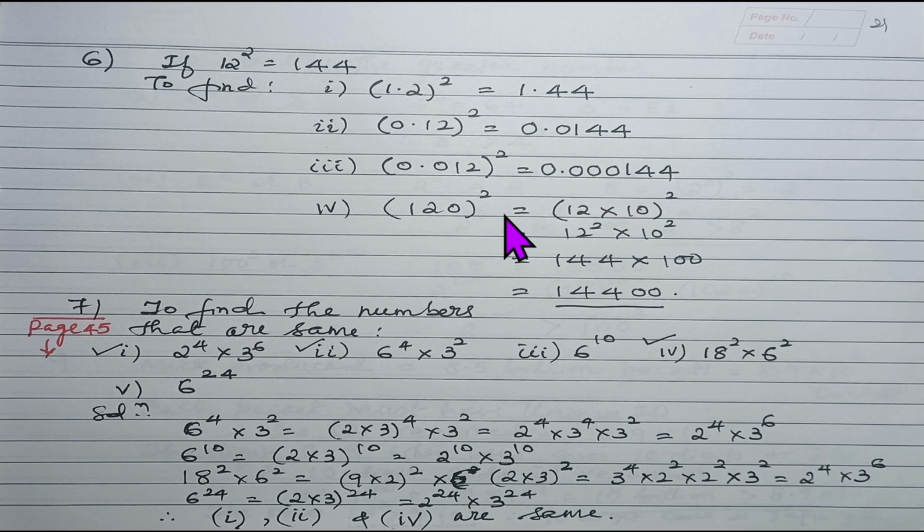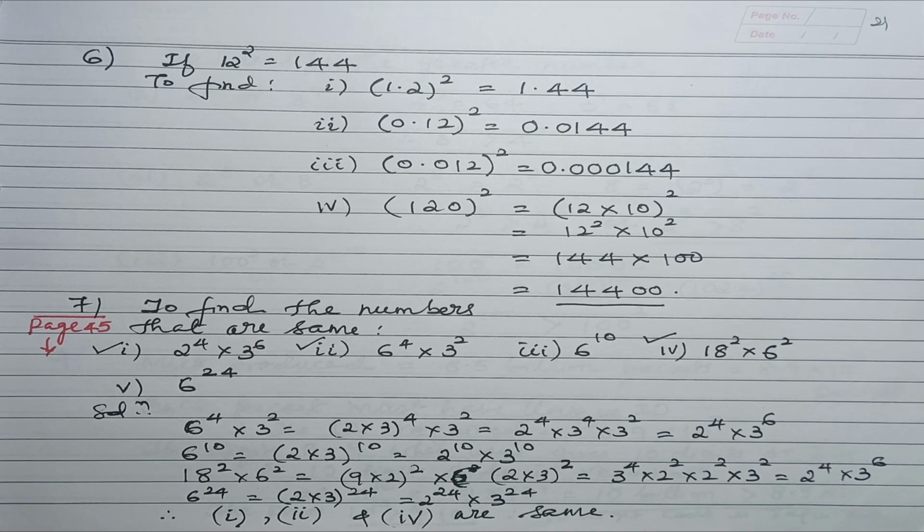Now 120 square can be written as 12 into 10 square, or 12 square into 10 square, or 144 into 100, therefore 14400 is the answer for that. So just by knowing the value of 12 square, we can write the decimal squares very easily.